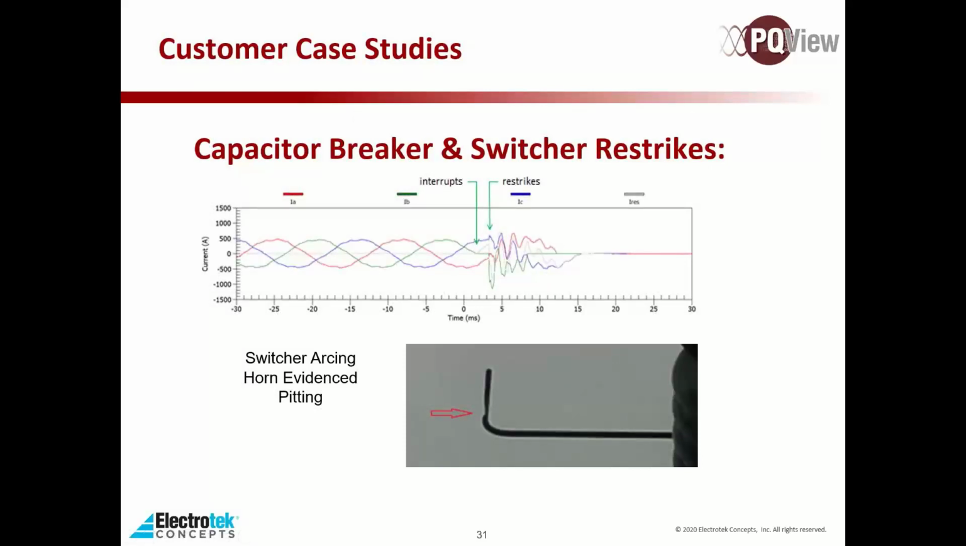And then what we're showing here is another case study. This is showing a customer was able to identify a piece of equipment that was failing out in the field using PQView. They had a cap breaker and switcher doing a restrike. They went out there, and here's an image. They actually found pitting on the arcing horn.